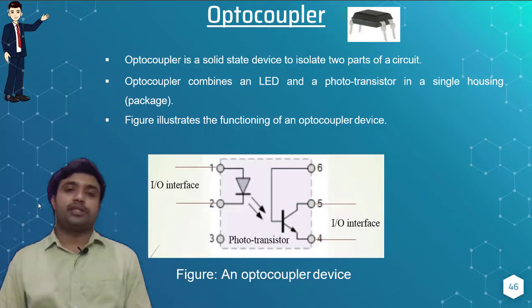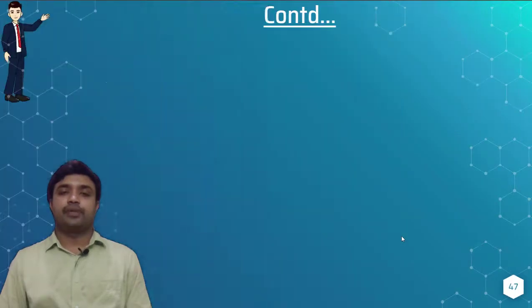This is the representation for the optocoupler. Here you can see this is the diode, the LED, and the response from your LED diode is considered an output, and it is one of the inputs for your transistor. That is why the transistor operation depends on the light emission, so it is considered a phototransistor.